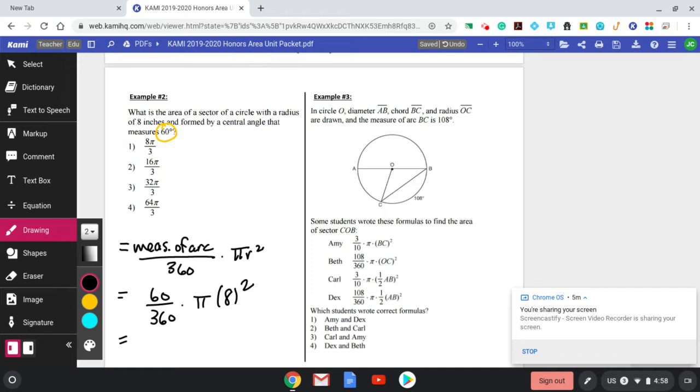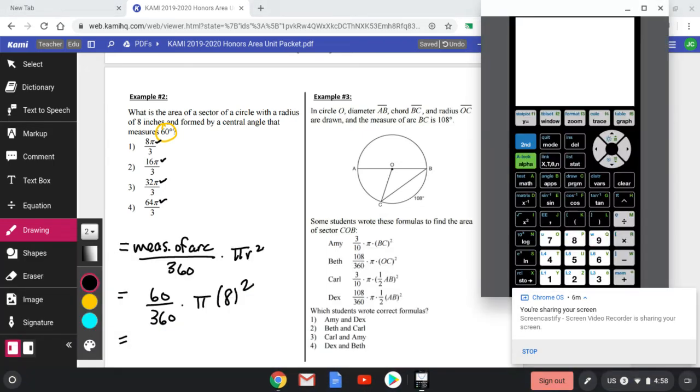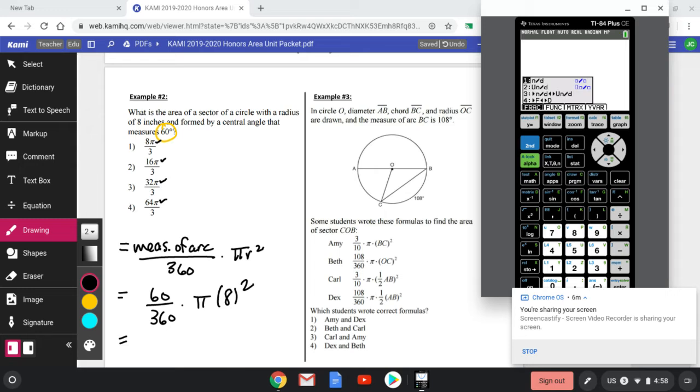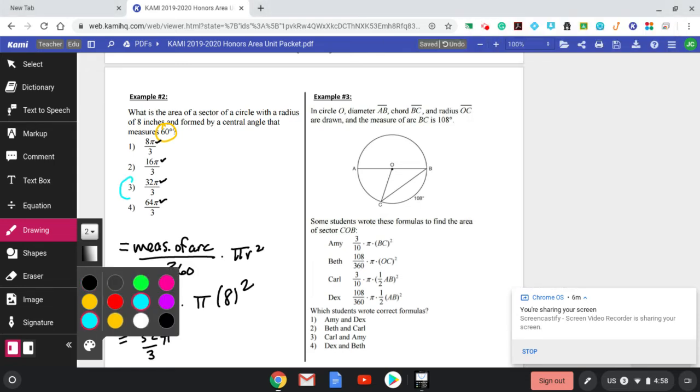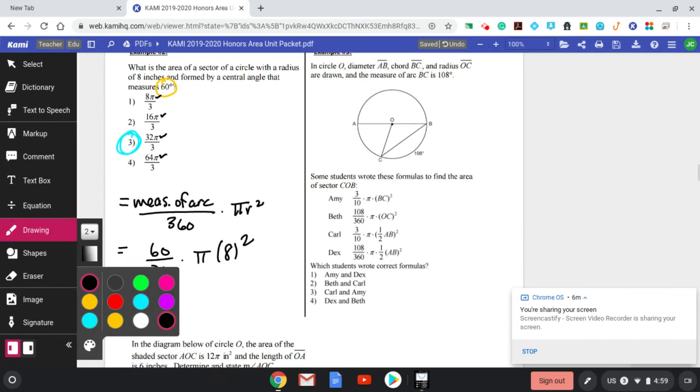All right, so if you go to your calculator right now, and you notice our answers, guys, all our answers have pi in it. So you want to make sure you leave the pi in your answer. So when I go to my calculator, I'm going to use the fraction template: 60 over 360 times 64. And that'll give me 32 over 3. Leave the pi in your answer because all the choices are left in terms of pi. And it's going to be choice number 3. Okay? All right, let's go over to the right for example number 3.